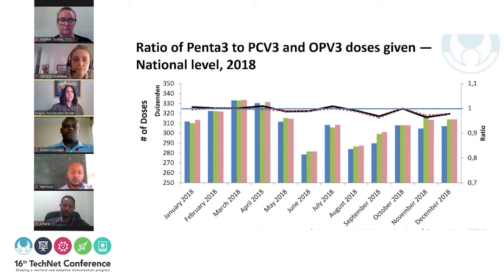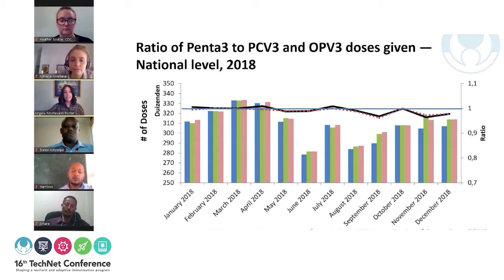The first example is a national level analysis looking at data from 2018 of the ratio of Penta 3 to PCV3 and OPV3 doses given. You see here the number of doses of each of these vaccines in the bar graphs, Penta 3 in blue, PCV3 in green, and OPV3 in pink. You also see a reference line that's in blue, which is a 1-to-1 ratio of these 3 vaccines, because in this country, it would be expected that all 3 of these vaccines are given during the same visit.